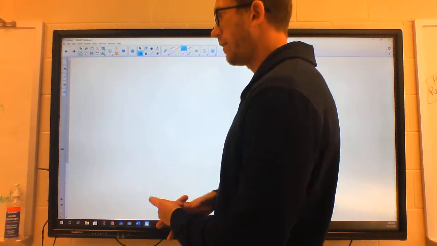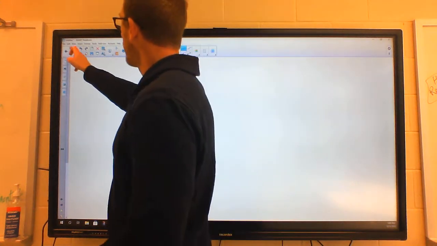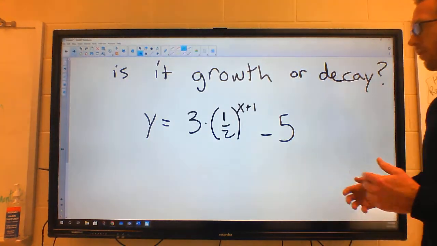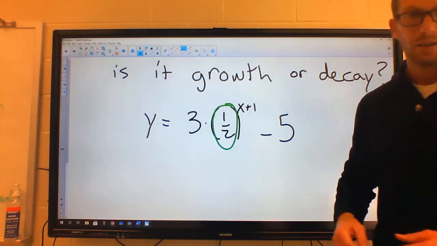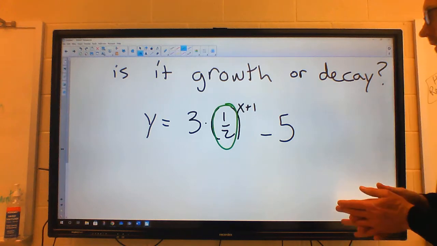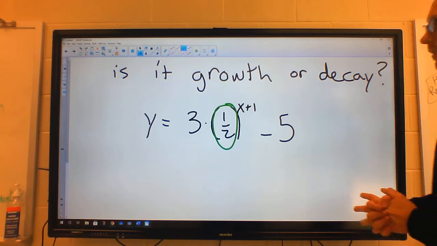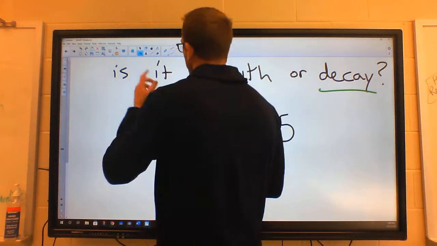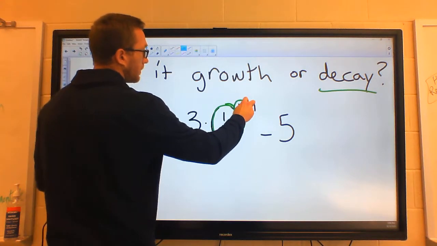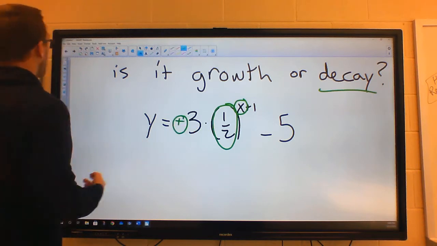Short time left here to get this all taught. So let us look at identifying if it's growth or decay. Is it growth or decay? And in reality, all we're looking at is the base. In this case, my base is 1/2, and my base is between 0 and 1, therefore it is decay. Okay, that's all we're really looking at, as long as we have a positive coefficient there, and as long as there's a positive number there.